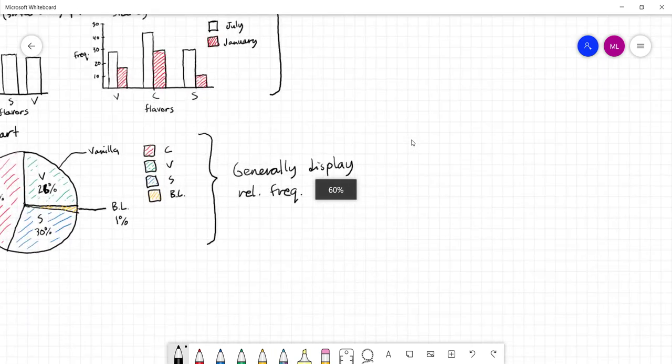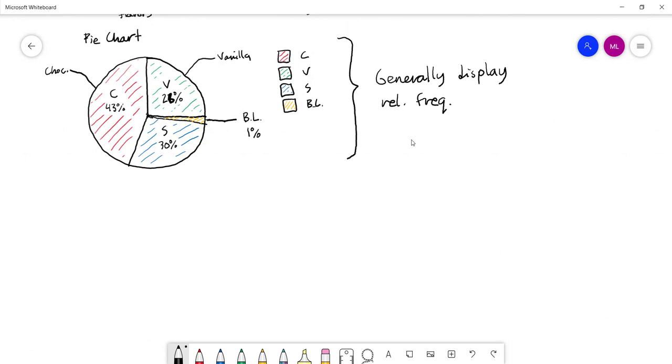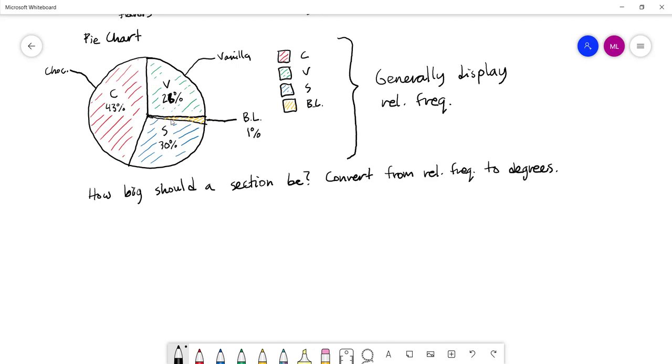One other thing that is possibly worth mentioning here, as I come back down to here, is, again, you want to use a computer to draw this, but if we needed to figure out exactly how big a section should be, we would have to convert from our relative frequency to degrees, right? Because degrees are what we use to measure an angle, which is what we would use to measure a section of one of these circles.